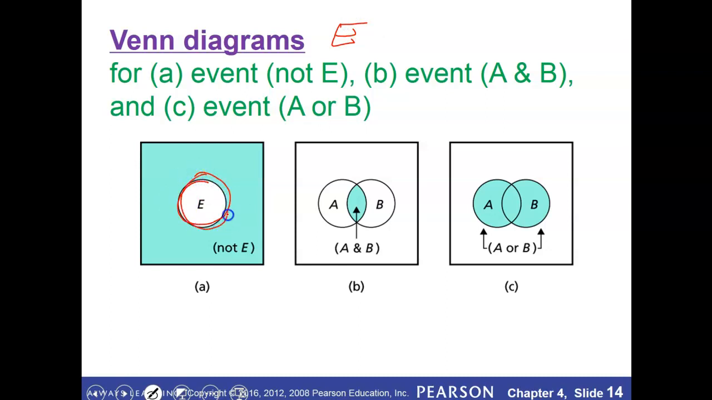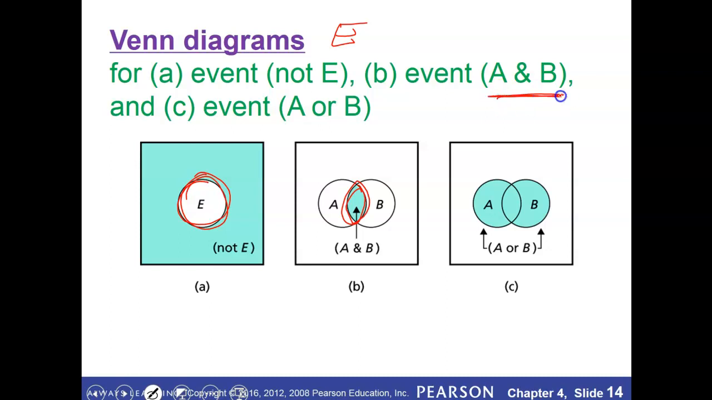Not E would represent everything outside of that circle. So we're talking about the shaded part, the blue part. If I have 2 events, A and B, well, then this little football looking thing right here is the intersection, or we would say A and B. That's where both of them have to happen.